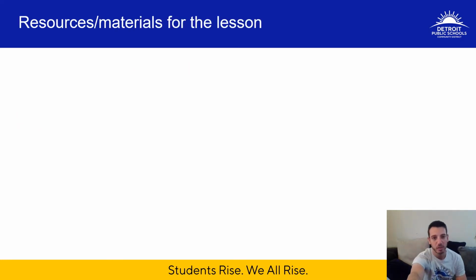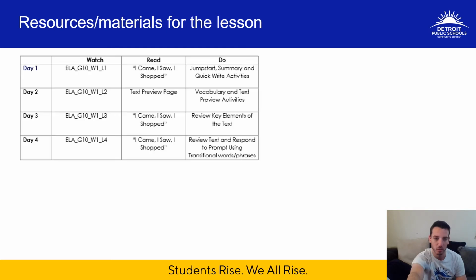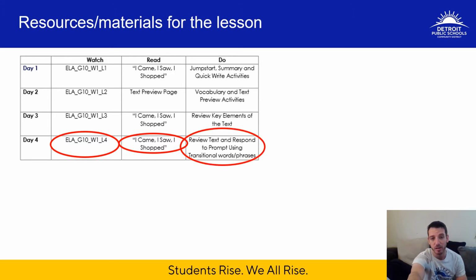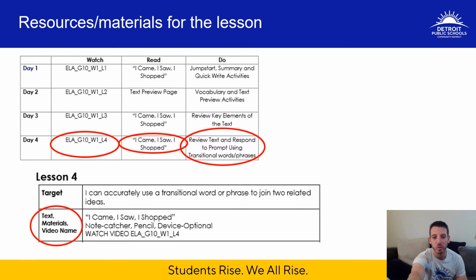You only have a few resources and materials for Lesson 4. First is the video that you're watching now, Grade 10, Week 1, Lesson 4. The text is, again, I Came, I Saw, I Shopped, which is the launch text. And you are completing an activity around rereading the text and responding to a prompt using transitional words and phrases. And once again, all of these text materials and the video link can be found in the actual lesson itself.